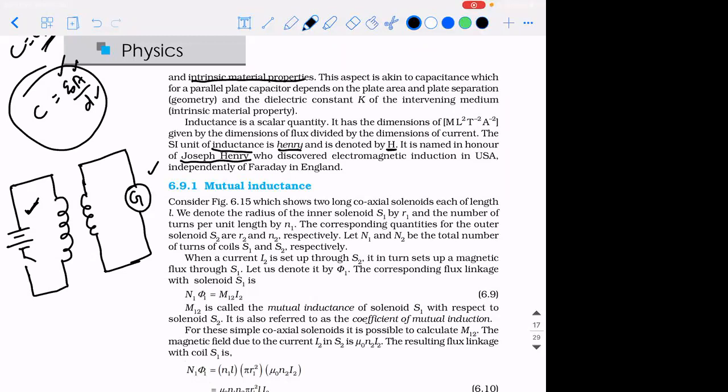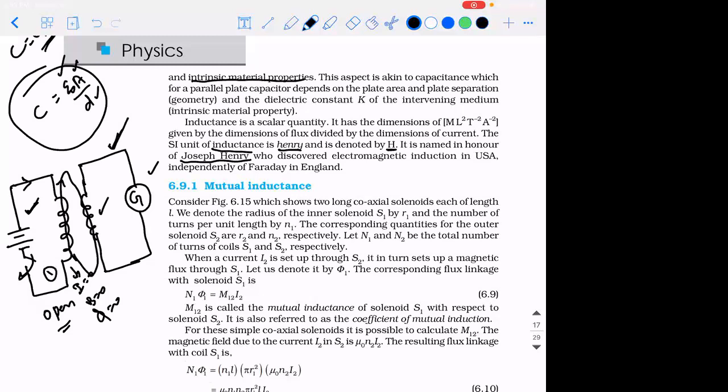Now, initially when the switch is open, what can I say about the current? Obviously, current is zero, magnetic field is zero, flux is zero. Since there is no magnetic field, none is associated with the second coil either. Now, when the switch is closed, the current will increase. Due to the increase in current, there will be a magnetic field, and this magnetic field will also get linked with the second coil.